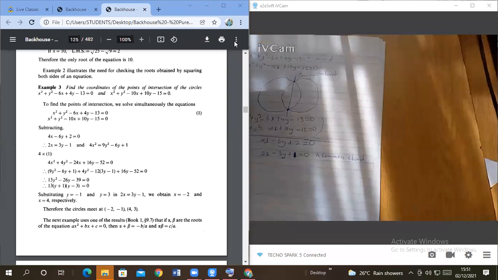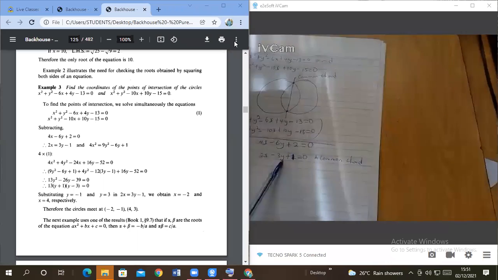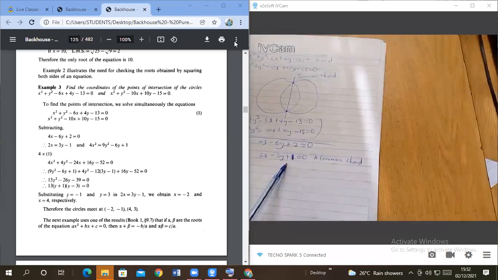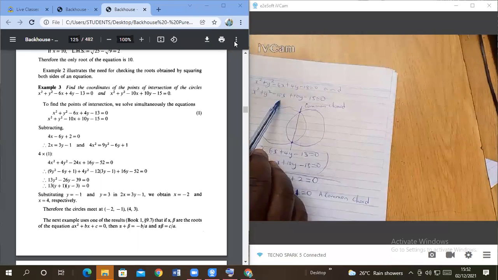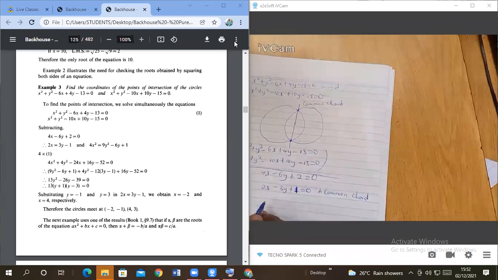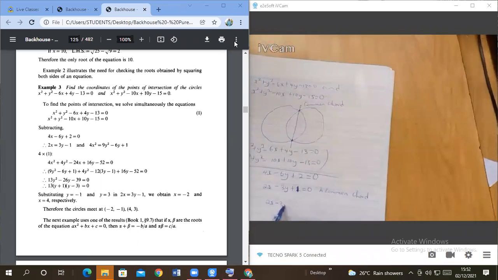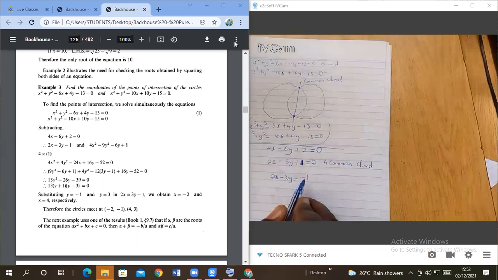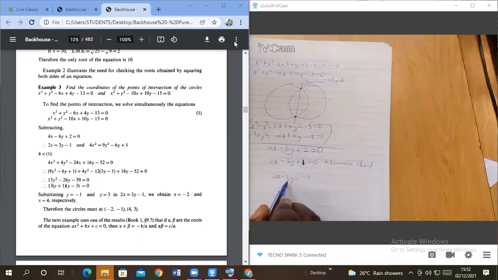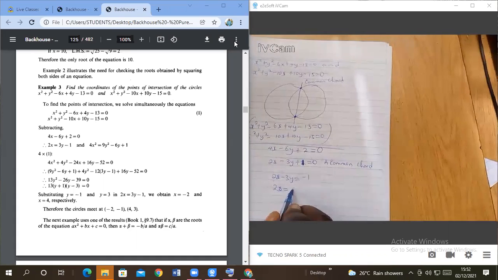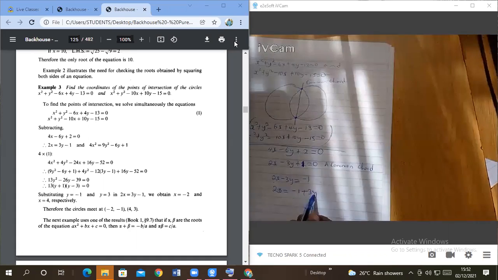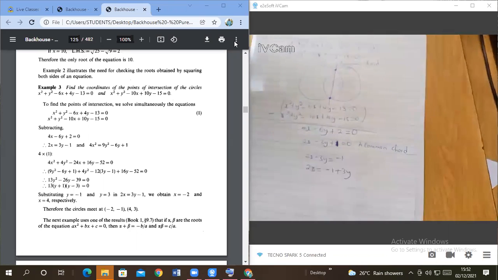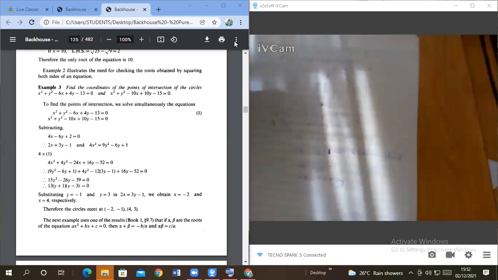So what happens is you substitute the equation of this straight line into one of the two equations. Here we have 2x minus 3y is equal to negative 1. We can make x the subject: 2x is equal to negative 1 plus 3y. So I come to equation 1. I've made 2x the subject.